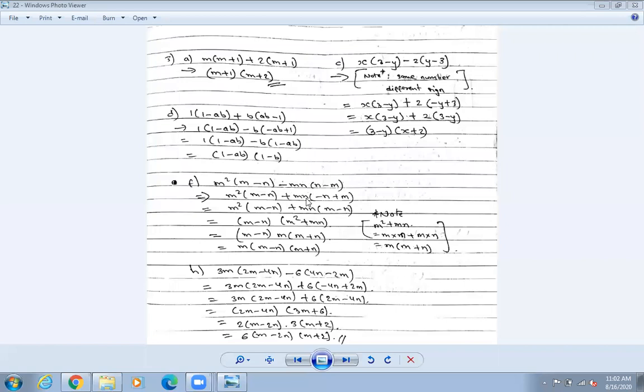Okay. So mn. Okay, mn. Okay, so when you take minus sign common, we need to change the sign. Minus becomes plus, sorry, plus becomes minus and minus becomes plus. So third line, what should we do?